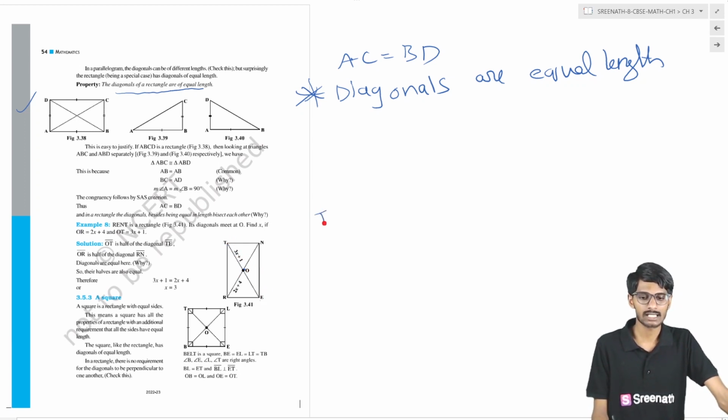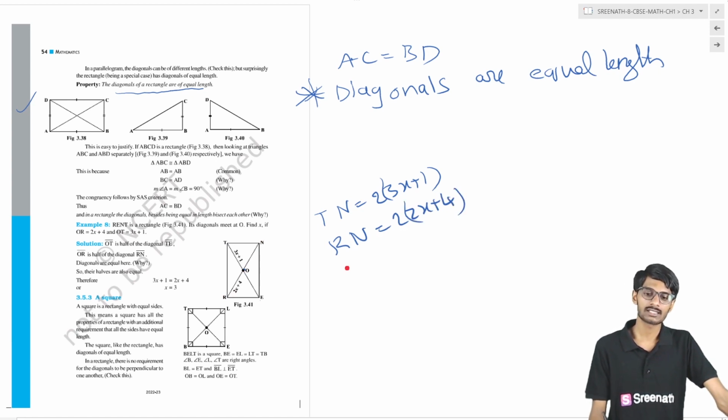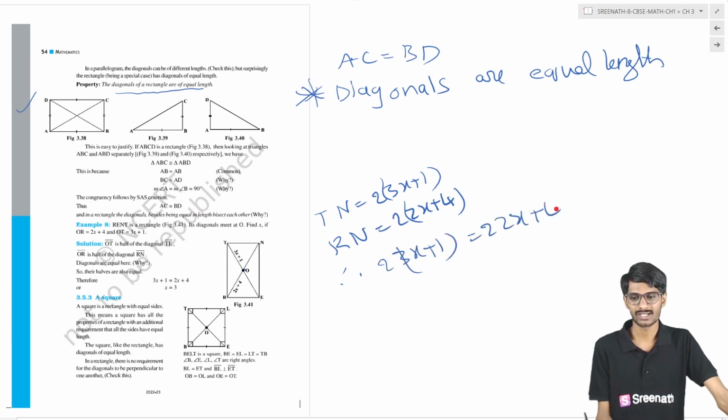So what is the total length of TN? That is equal to 2 into 3x plus 1. And this point to this point is equal to this point to this point. So what is the total length of RN? That is equal to 2 into 2x plus 4. Since the diagonals are equal, these two are equal. So 2 of 3x plus 1 is equal to 2 of 2x plus 4, students. So 2 cancelled. So 3x plus 1 equals 2x plus 4.